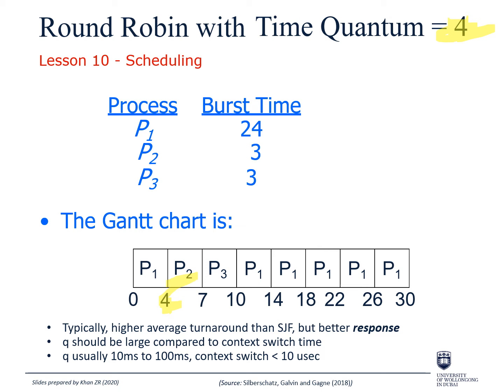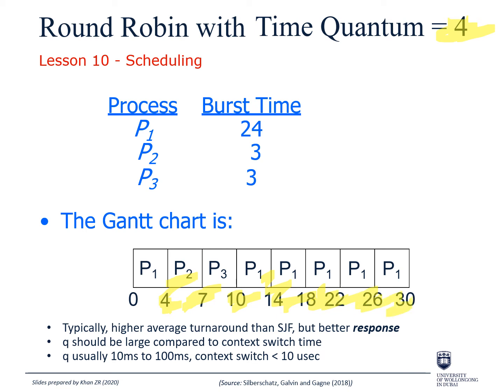Then we move to the next one, which is P2. We are going to give it a slice of 4, but it only needs 3. So we take 3 and then we move on to P3. Again, we want to give it a time quantum of 4, but it only takes 3. So we give it 3 and then we move back to P1. Now that doesn't mean that of the 20 now remaining, we do everything together. Even that 24 gets sliced into 4s. So again, you have 14, then 18, then 22, 26, and then 30.